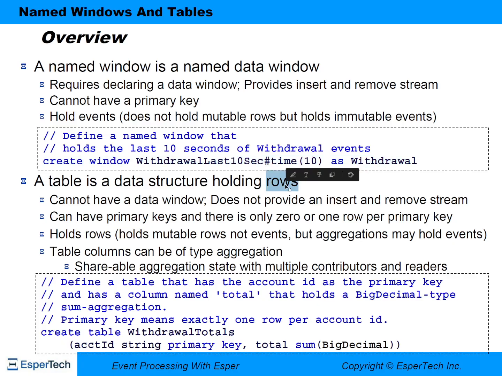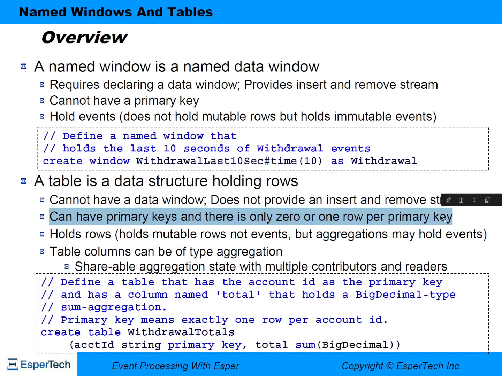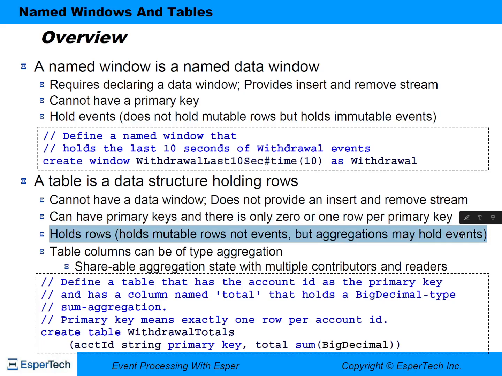A table is a data structure holding rows. A table cannot have a data window. A table does not provide an insert and remove stream. A table can have primary keys and there is only 0 or 1 row per primary key. A table holds rows. A table holds mutable rows, not events, but aggregations may hold events.